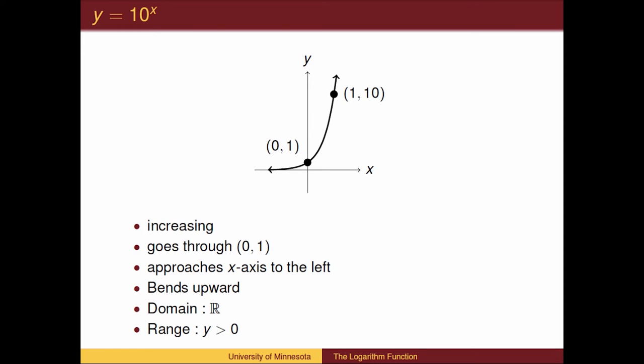Let's begin with the exponential function with base 10, that is, the function y equals 10 to the x power. Anything to the 0 power is 1, so when the exponent is 0, the y value is 1. When the exponent is 1, the y value is 10. Exponential growth is rapid. When the exponent is 12, the y value is 1 trillion. Negative exponents are reciprocals, so when the exponent is negative, the y value is a fraction less than 1, but always positive. The graph of this exponential function increases from left to right, passes through the point (0, 1), is asymptotic to the x-axis on the negative side, the left, bends upward, has all real numbers for its domain, and all positive numbers for its range.